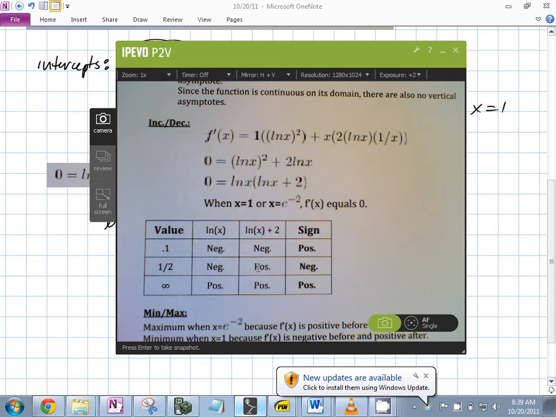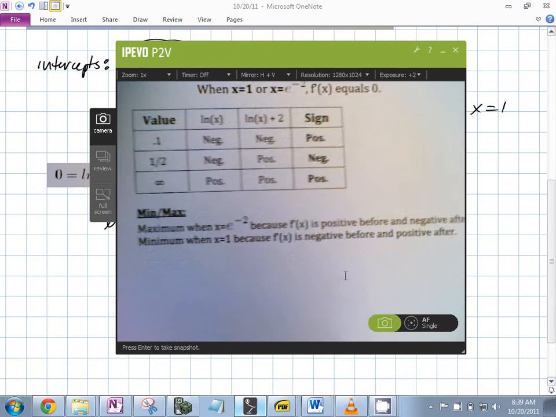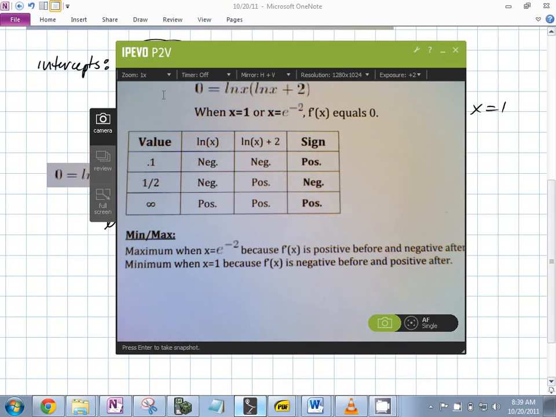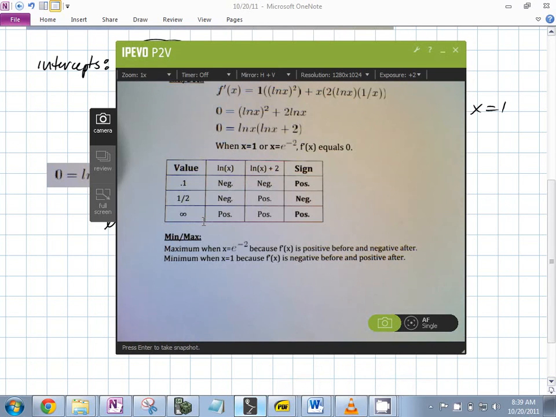Okay, that's nice. So you did the next part nicely. I like this. The maximum is when x equals e to the negative 2 because f prime of x is positive before and negative after, and it's a minimum when x equals 1. That's great. So now you have it. You know it's going to rise, and then it's going to fall, and then it's going to go up.